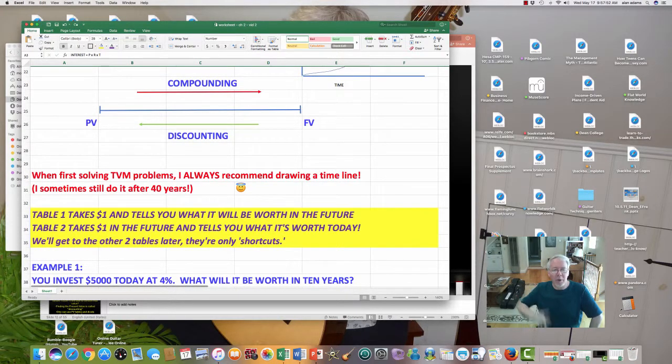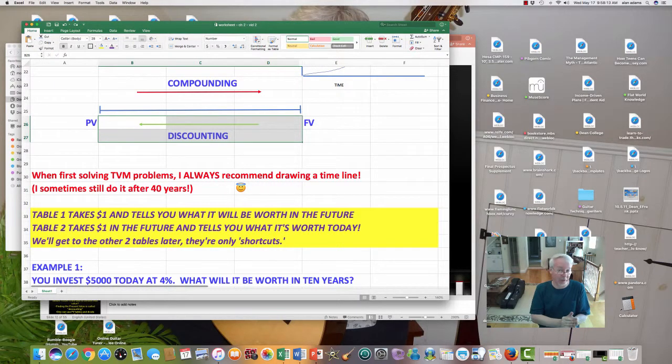Table 1 takes $1 and says, what will it be worth in the future? We just did that with that 1,407. Table number 2 takes $1 in the future and moves backward on the timeline. It discounts for you. So you know you're going to end up with less, because $1 in the future has to be worth less today because it's going to grow to $1. I don't care how many dollars you're dealing with. It reduces down to that simple a statement, friends.